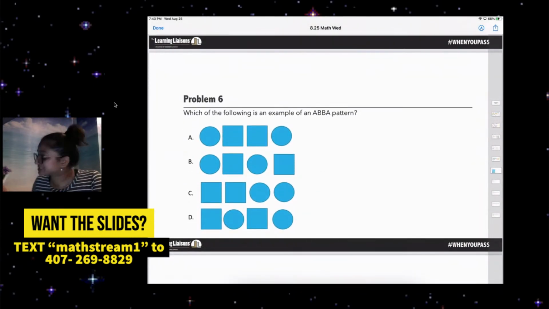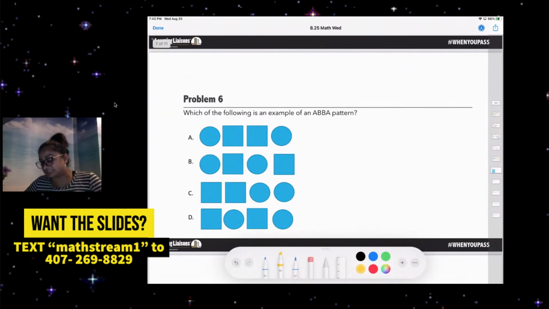Moving on to problem number 6. We see shapes, we see letters, we see answer choices, we see lots of stuff going on here. So we have to take a step back and try to figure out, what are they trying to tell me? Problem 6 says, which of the following is an example of an ABBA pattern? Patterns are going to tell us what they look like, but the ABBA is what it actually needs to look like.